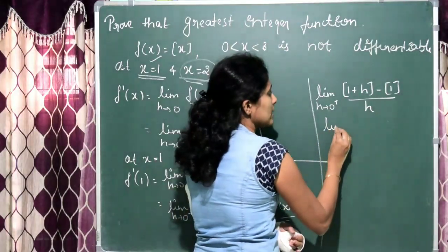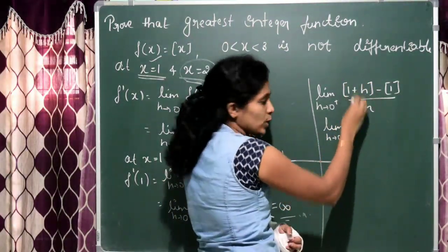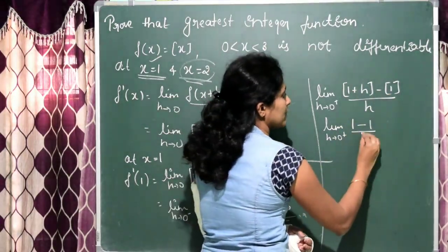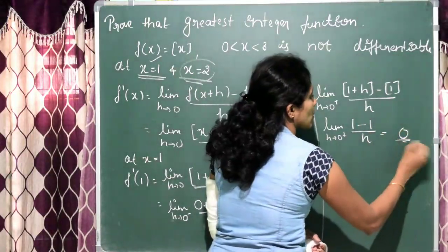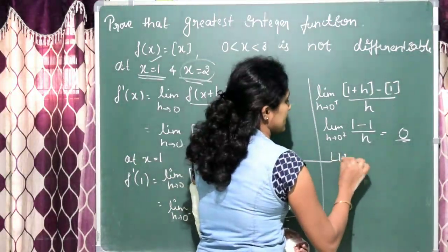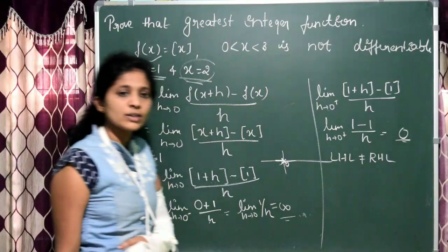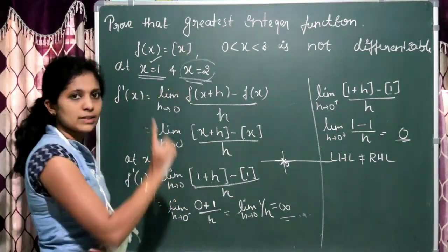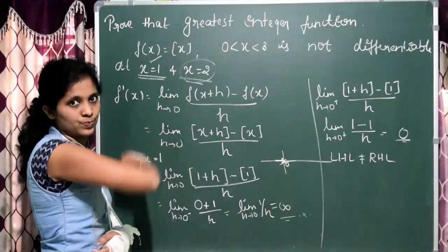So this is now limit of h tending to 0 plus, the greatest integer of this will be equal to 1, minus greatest integer of 1 will be 1, divided by h. So this is 1 minus 1 will be 0 by h. So it is equal to 0. By this we can say that left hand limit is not equal to the right hand limit. So the function is not differentiable at the point x equal to 1. Similarly, you have to prove that the function is not differentiable at x equal to 2.